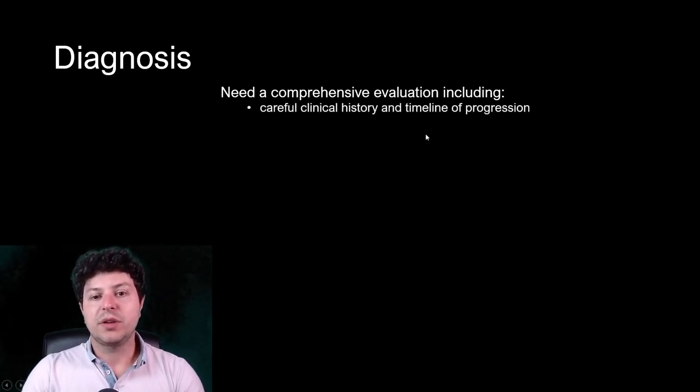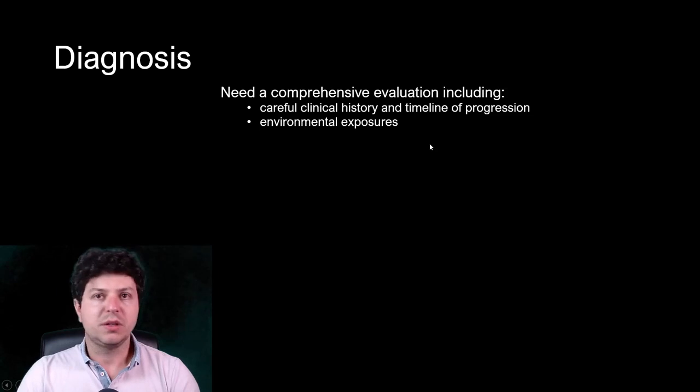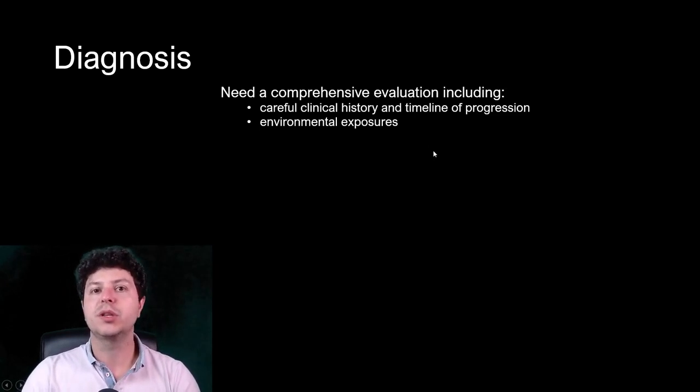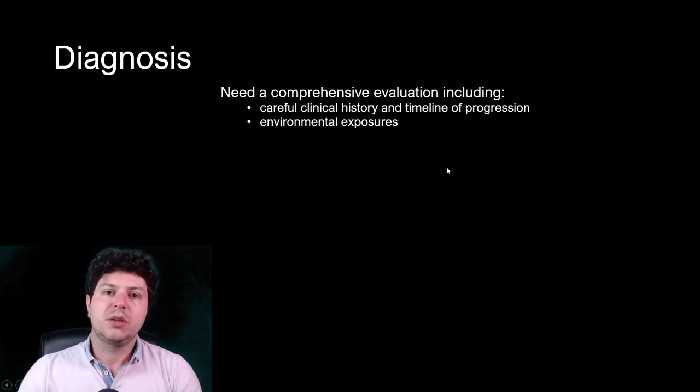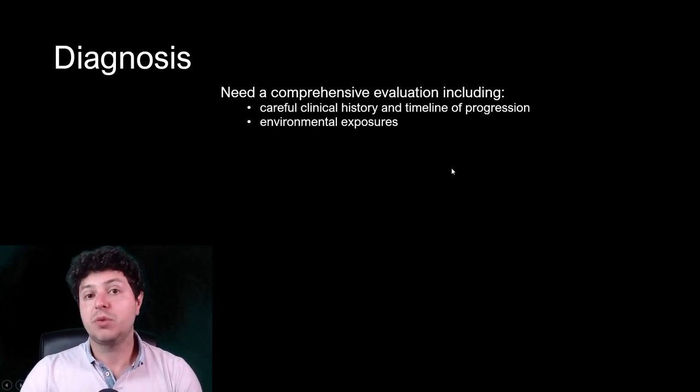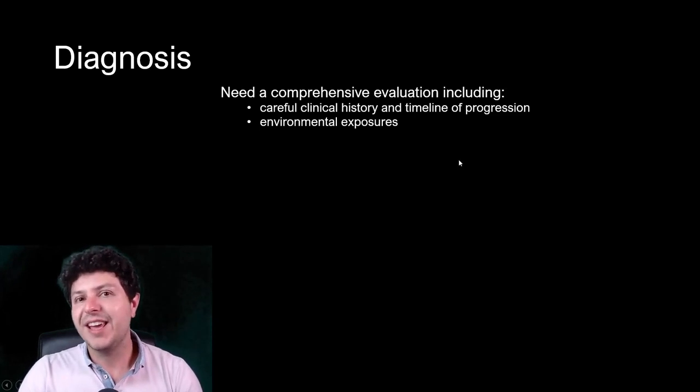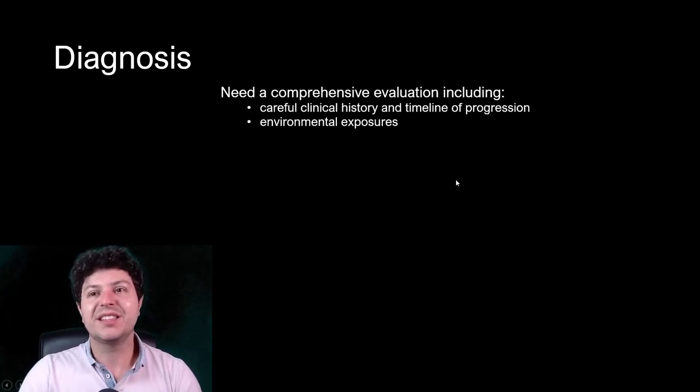So we need a careful clinical history, obviously the timeline of progression. How long did it take to progress to this stage? Was it quick? Have they been forever like this? Environmental exposure is very important to note, because something in the environment can be triggering the disease. It could be some sort of moldy hay, birds, things like that the patient's keeping, which may be triggering the condition. Smoking is important again.